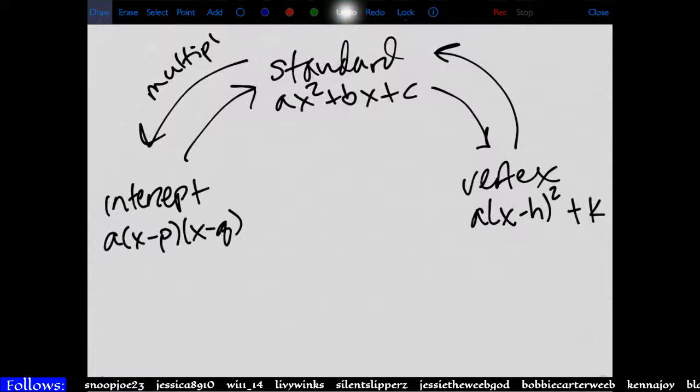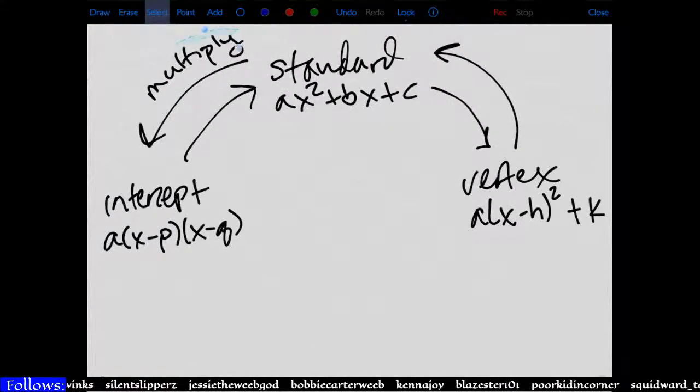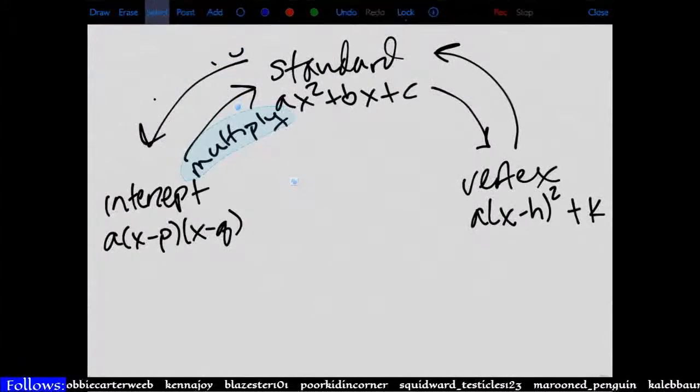Oops, wait, I put that in the wrong spot. Oh, do you want to see something cool? Multiply. How cool is that? There you go.